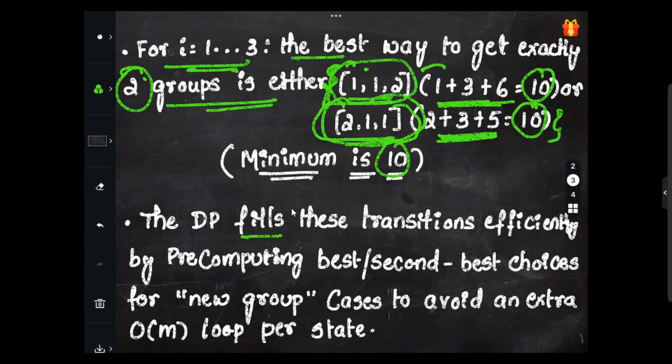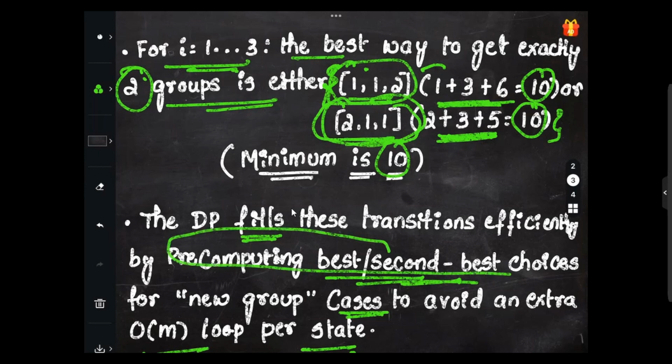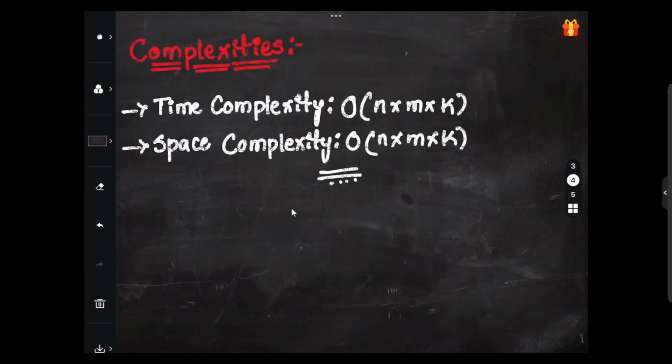So basically we are making use of the DP. Here the DP fills these transitions efficiently by pre-computing best or second best choices for the new group cases to avoid an extra big O of m loop per state. This is the advantage of using the DP basically, right? This is mainly for optimization purposes as well. So we are going with the optimization part as well by making use of the DP here. So this is fine.